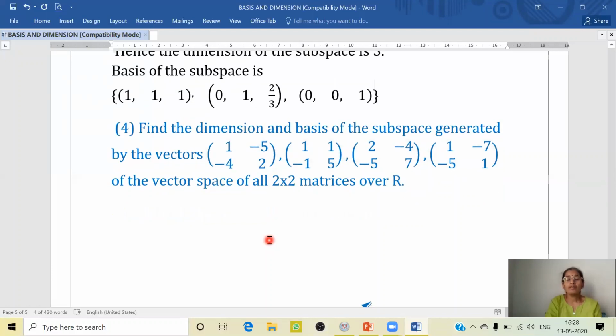Hope everybody followed how to find the basis and the dimension of the subspace, and how to check whether the given set of vectors are linearly independent or linearly dependent, and hence they form a basis or they do not form a basis.